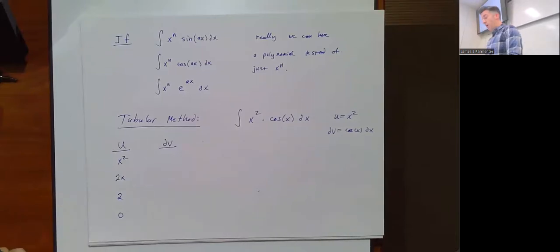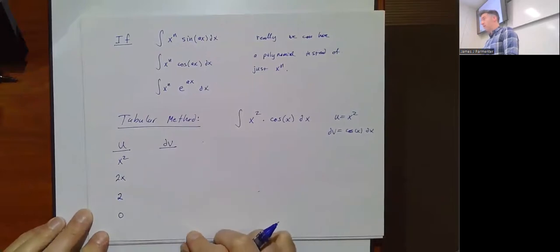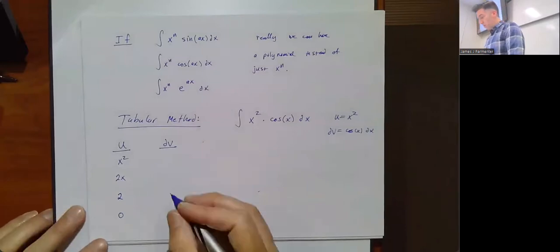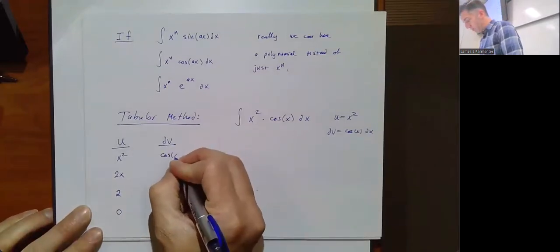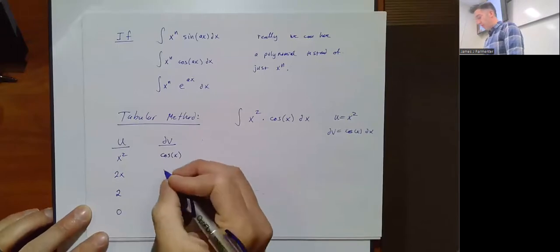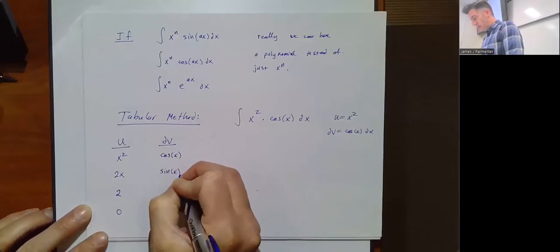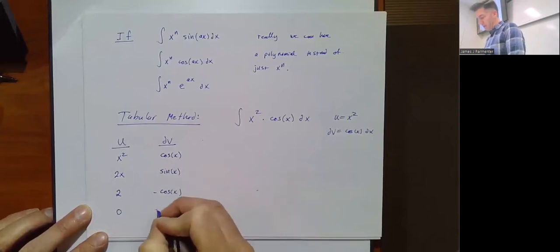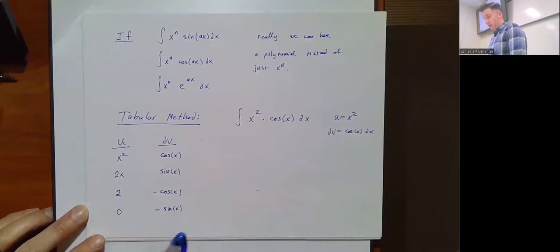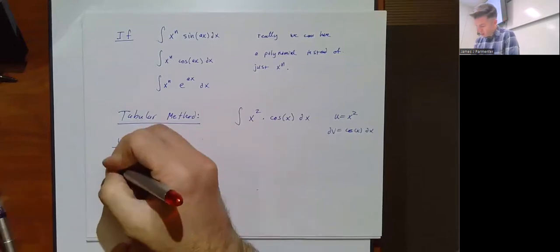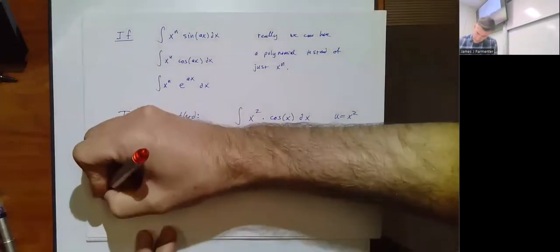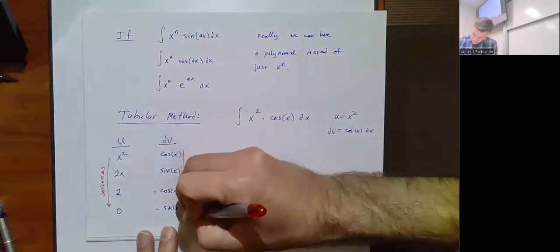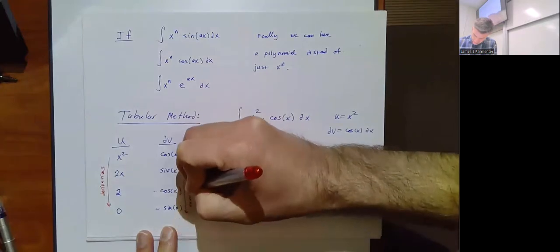And then in our dv column, we're going to find all the antiderivatives until we get to the same number of entries. So we're going to start with cosine of x. And then we're going to anti-differentiate and get positive sine of x. And then we're going to anti-differentiate and get negative cosine of x. Then we're going to anti-differentiate and get negative sine of x. So just to be super, super clear, going this way, we are taking derivatives. Going this way, we're taking antiderivatives.